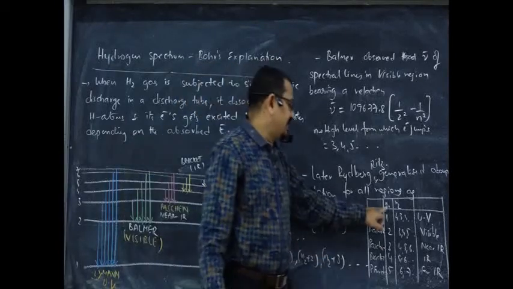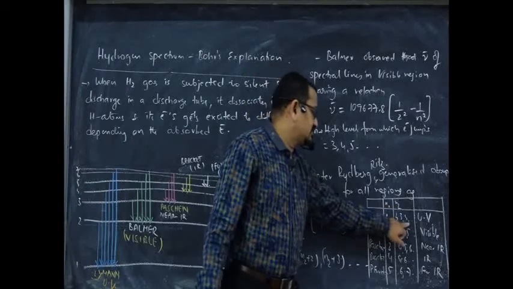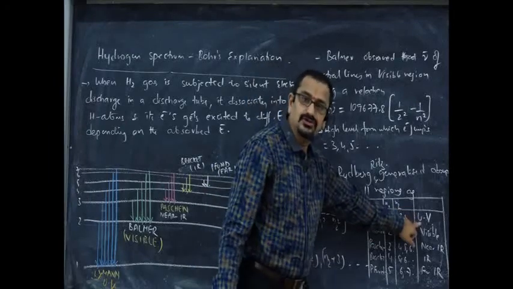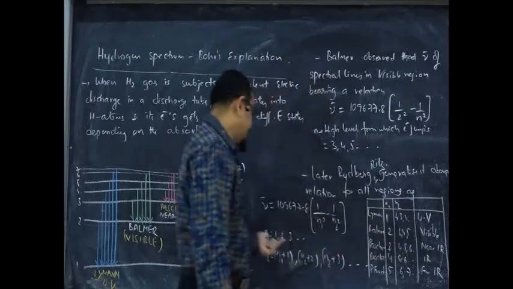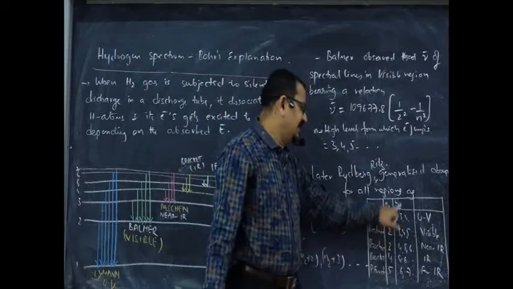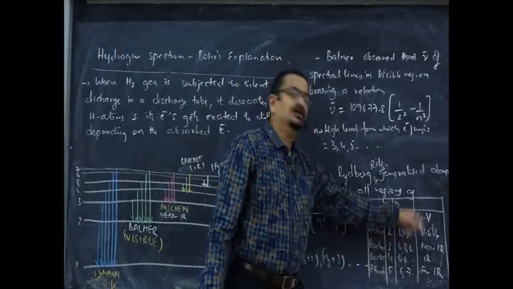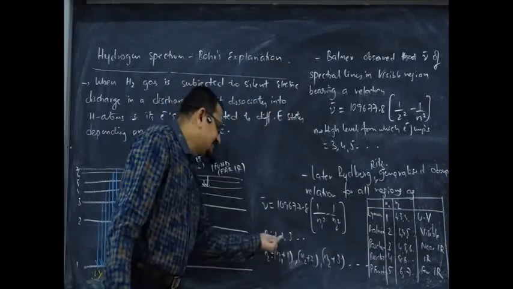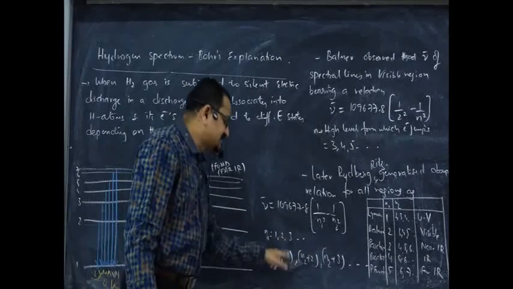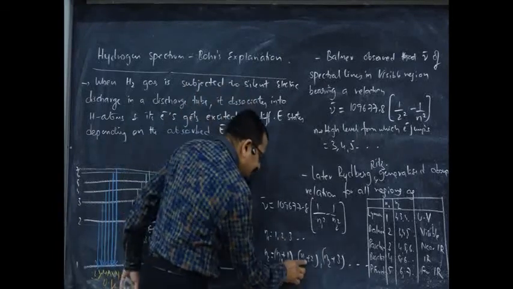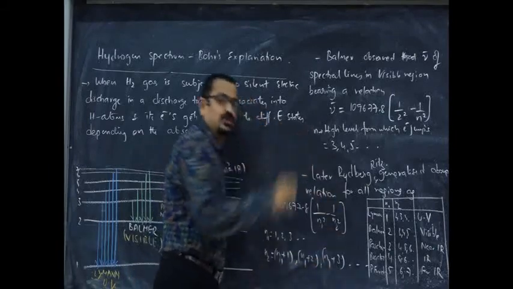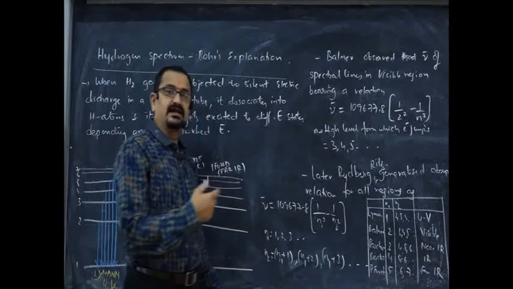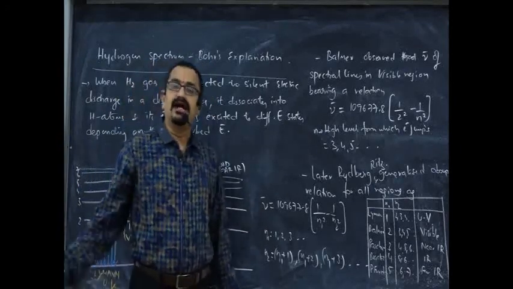For example, when n1 is 1, n2 possible is 2, 3, 4, and so on, and such a series comes under the Lyman series, after the discoverer, and belongs to the UV region. Whenever n1 is 2 and n2 is 3, 4, 5, and so on, the series comes under the visible region, which was first observed by Balmer. In this way, n1 is 1, 2, 3, 4, and so on, and n2 is n1 plus 1, n1 plus 2, n1 plus 3, and so on. Understood? This is how we can express the wavelength of the different spectral lines formed in the hydrogen spectrum.